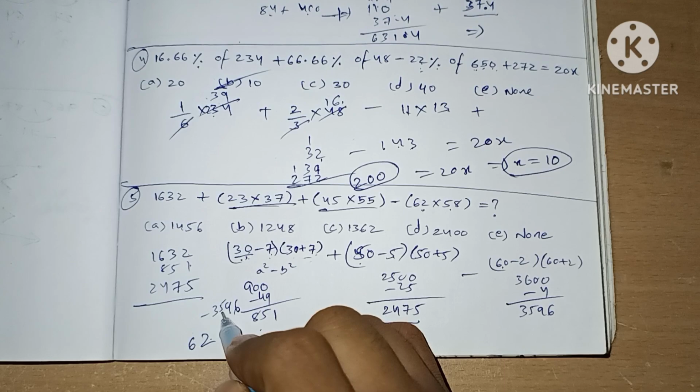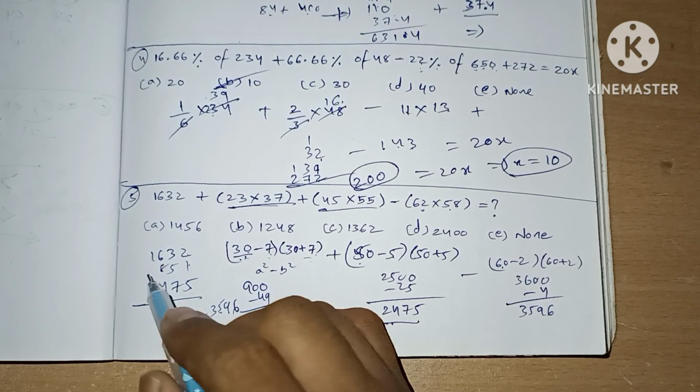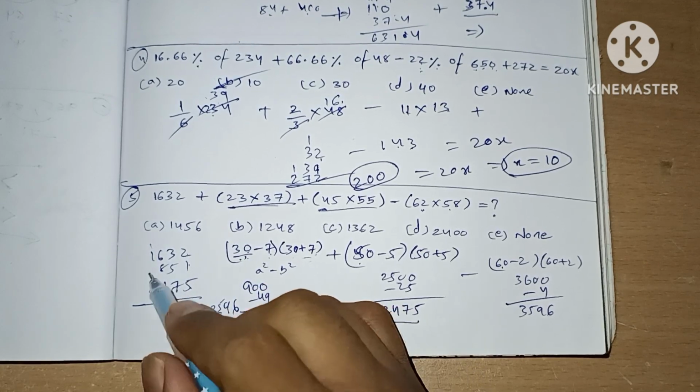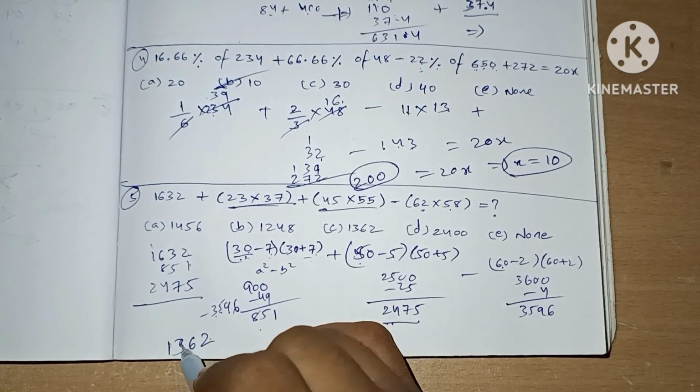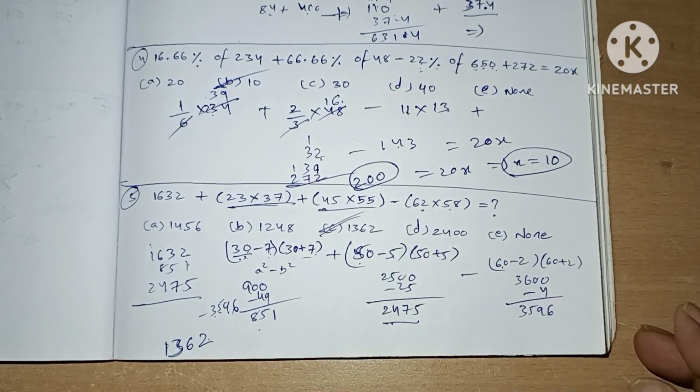Next we need to eliminate 5. 1 plus 9, 1 plus 8, 9. 9 plus 4, 13. We need to eliminate 3. Left with 1. So the answer will be 1362. Option C is our answer.